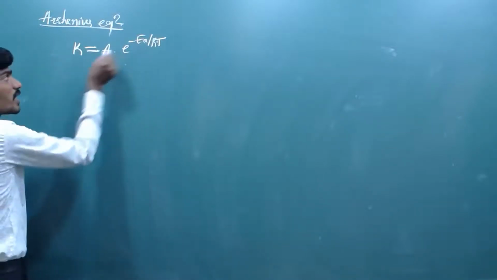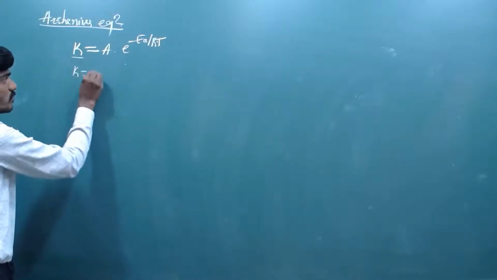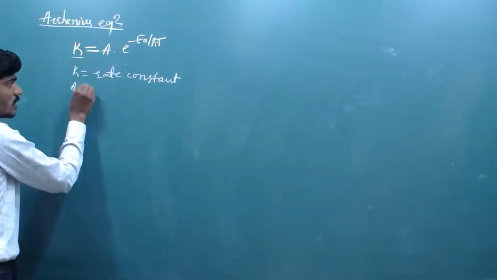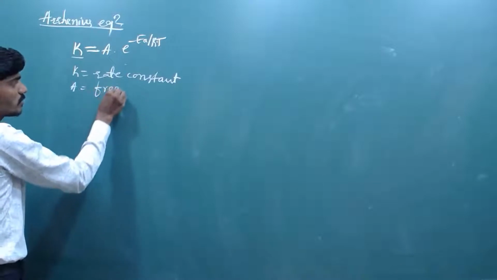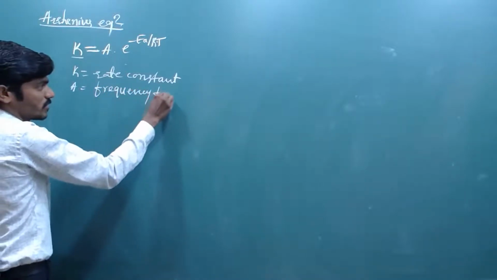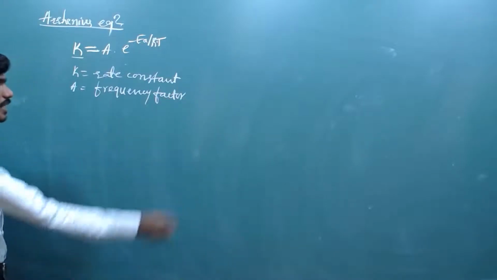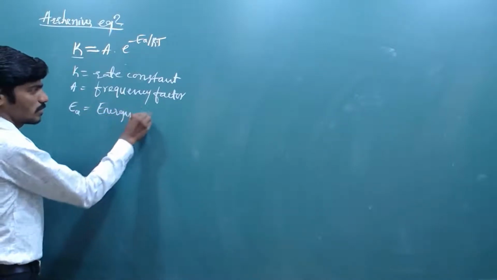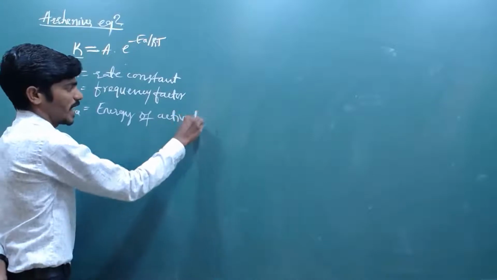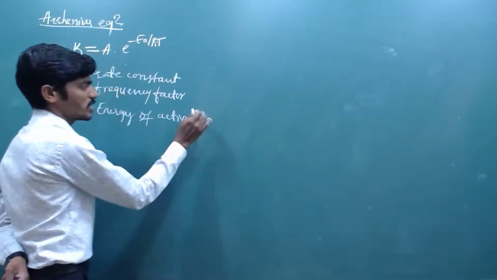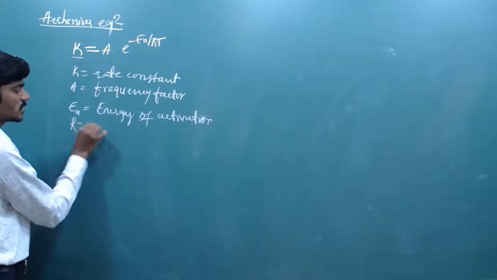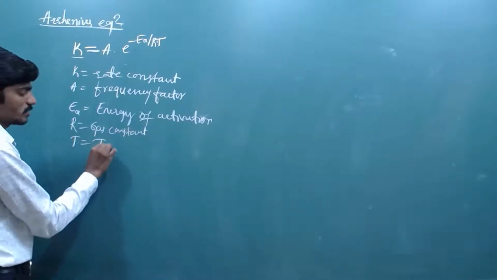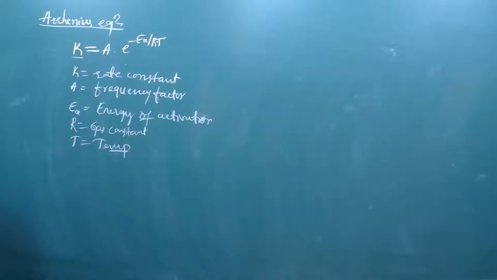Here, k is the rate constant, A is the frequency factor, or what we call the Arrhenius factor, EA is the energy of activation, called the activation energy, R is the universal gas constant, and T is the temperature. This is the Arrhenius equation.